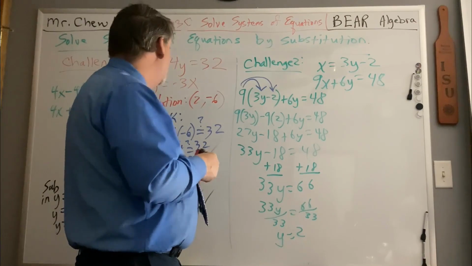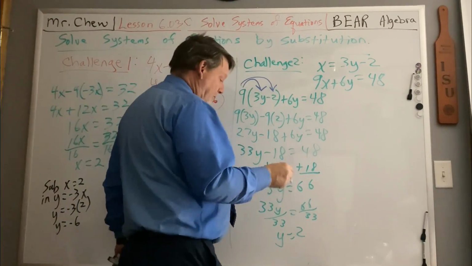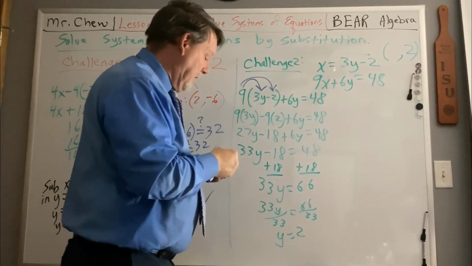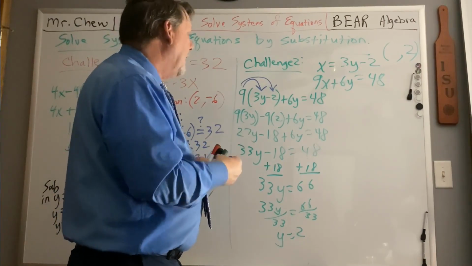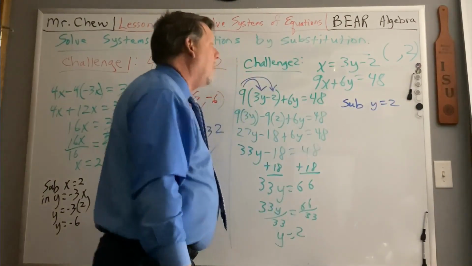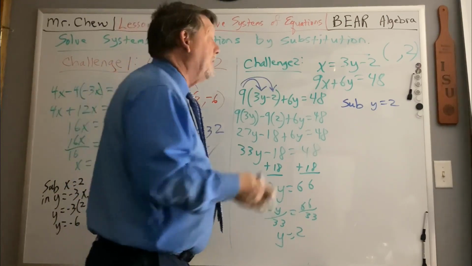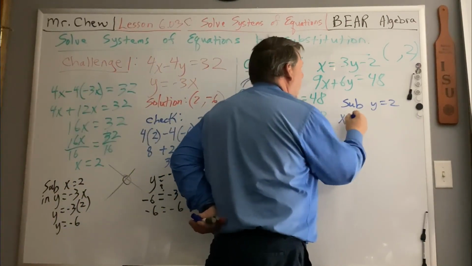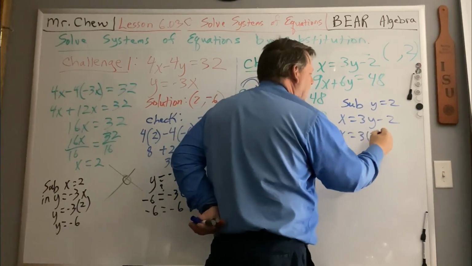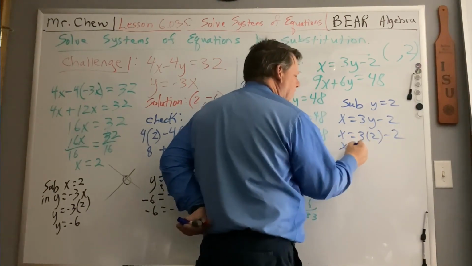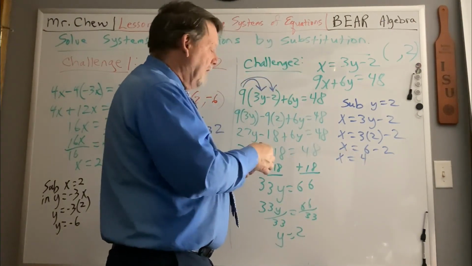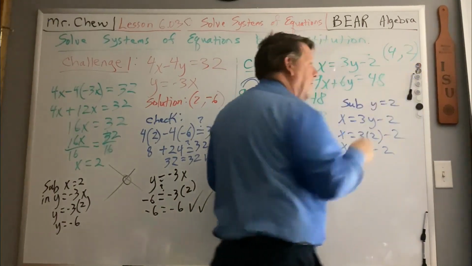So I believe the solution is going to be an x value and the y value of 2. I don't know what the x value is, but I can substitute y equals 2 in the easiest equation. Which one's easier? I believe the top one is. You can use either one. So let's use the top one. So x equals 3 times 2 minus 2. x equals 6 minus 2. So x equals 4. So I believe that the solution is 4,2.